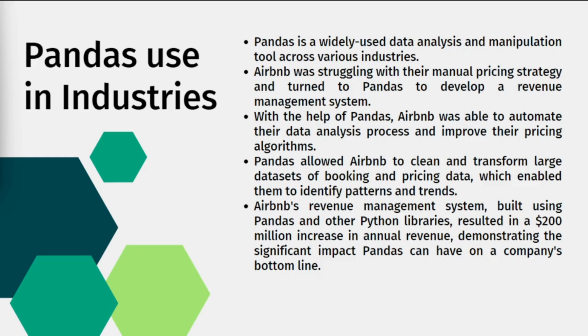To overcome this, Airbnb turned to Pandas and other Python libraries to develop a revenue management system. Pandas allowed Airbnb to automate their data analysis process and improve their pricing algorithm. The company used Pandas to clean and transform large datasets of booking and pricing data, and then used statistical analysis to identify patterns and trends in the data. This enabled them to make data-driven decisions about pricing and occupancy rates, resulting in a significant increase in revenue.